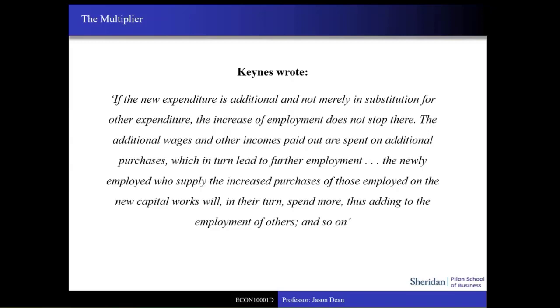Now they're going to respend it. That's going to become income to other people. They're going to respend it, and so on. So the initial increase in GDP or income, that initial spending amount, is not the whole story. It will continue because of the respending effect.